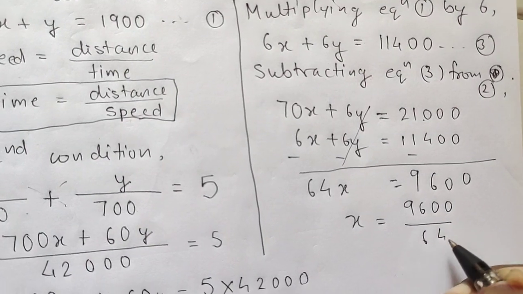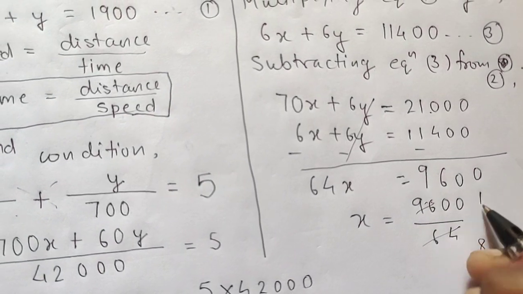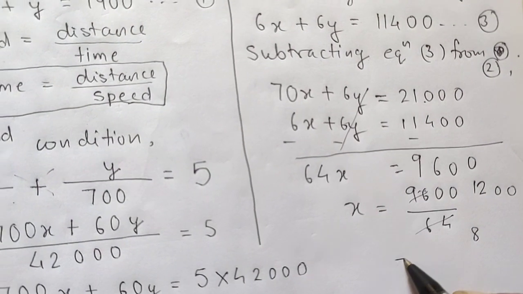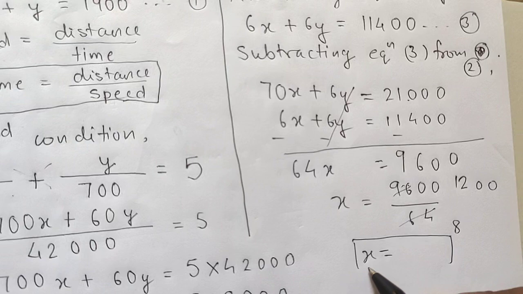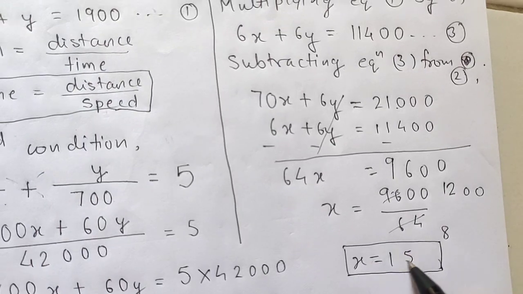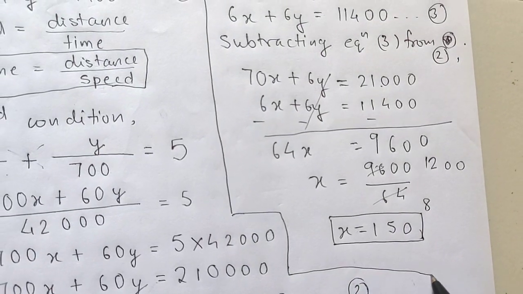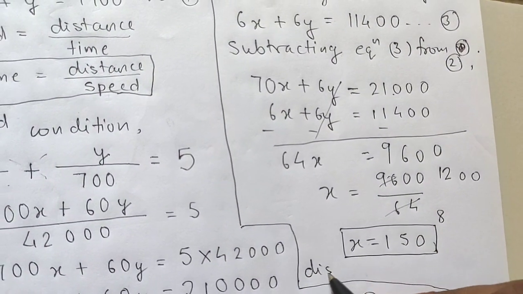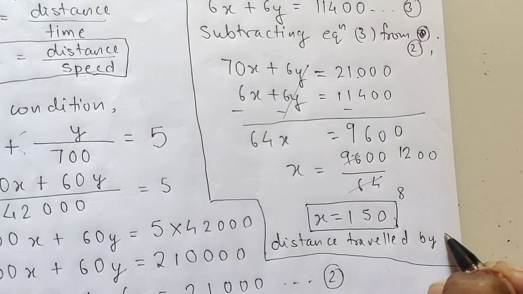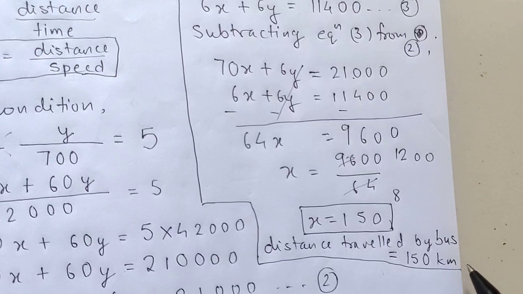Now what will be your x? 9600 upon 64. Now let us do cancellation. 8 8s are 64. 8 1s are 8, 1 is remaining, 16, 8 2s are 16 and 2 zeros. Now cancel, divide it by 8 so that you are going to get your final answer. 8 1s are 8, what is remaining, 4, 40, 8 5s are 40. So finally you are going to get 150. So you can write your final answer, that is distance traveled by bus is equal to 150 kilometer.